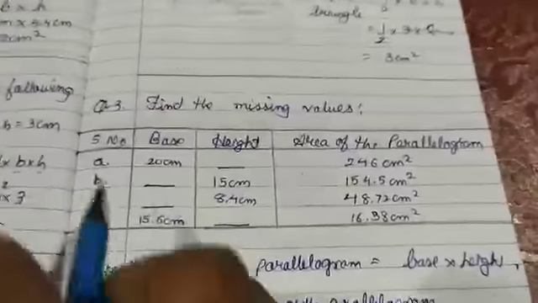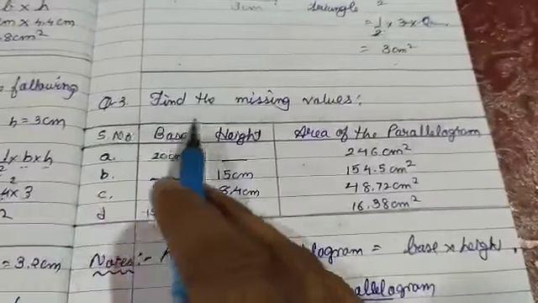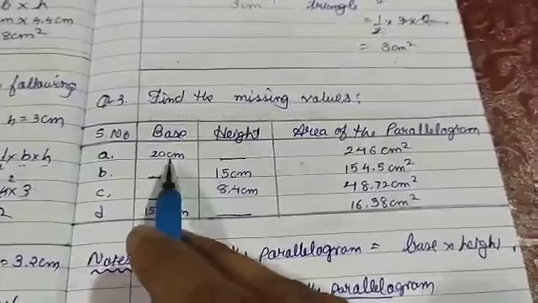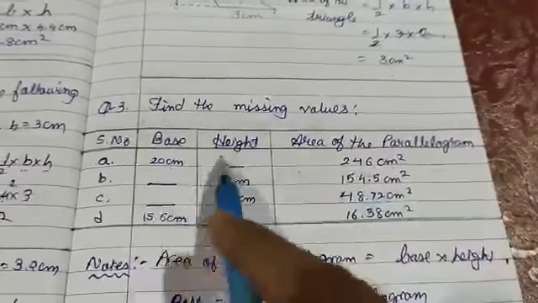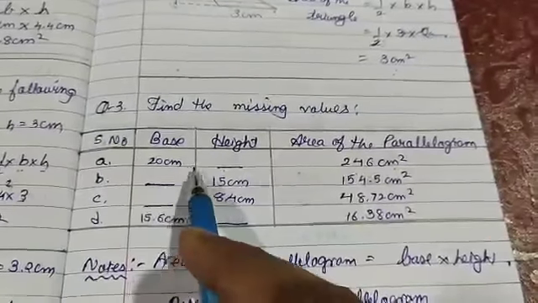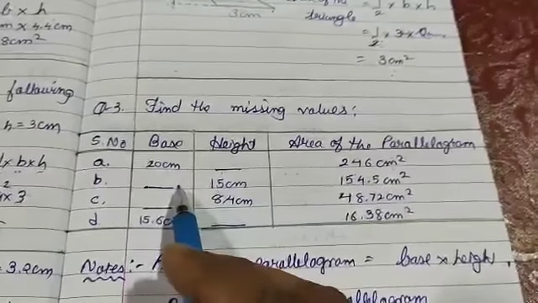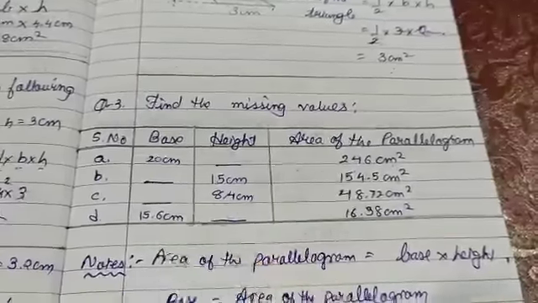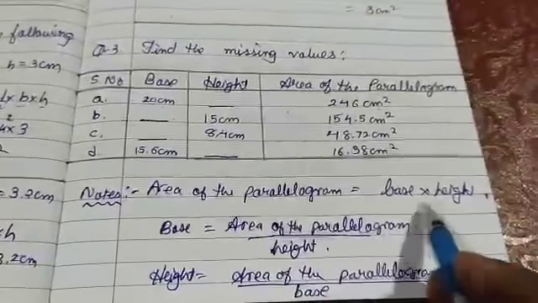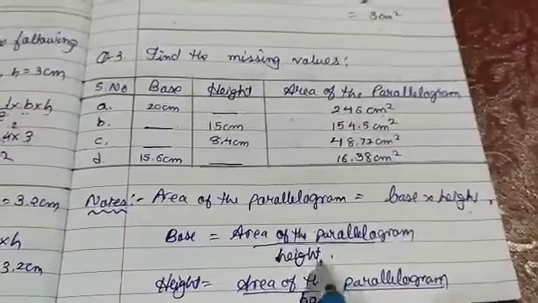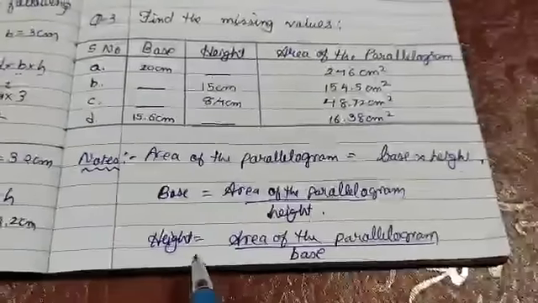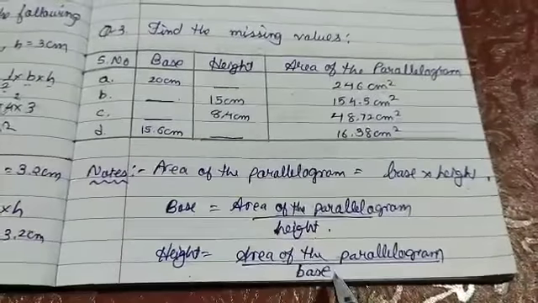Now next one, dear student, find the missing value. Here also your base is there, height is not there, but the area of parallelogram is given. Now dear student, here we have to find the missing value. Either the height should be missing or the base should be missing. So what will be the formula for such? As we all know, the area of parallelogram is always base into height. So suppose if base is missing, then area of parallelogram should be divided by height. If height is missing, then area of parallelogram should be divided by base.